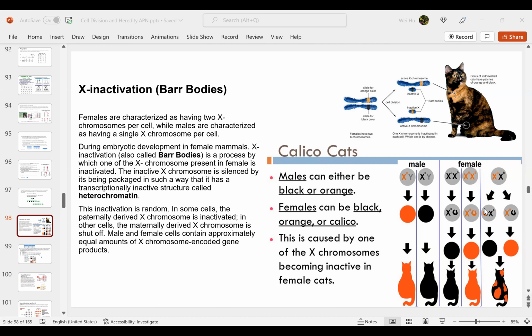So this only happens in the female, right? Because you have two. It wouldn't happen in the male because they only have one choice. If you have orange, you show orange. If you have black, you show black. Okay, good. So now let's do this question.